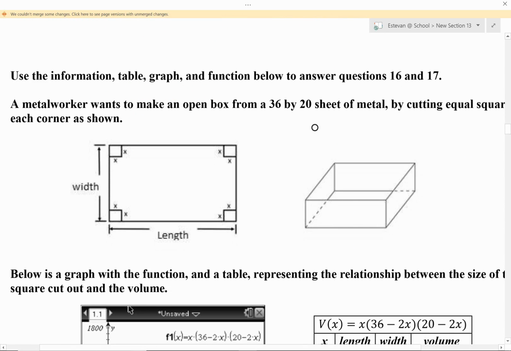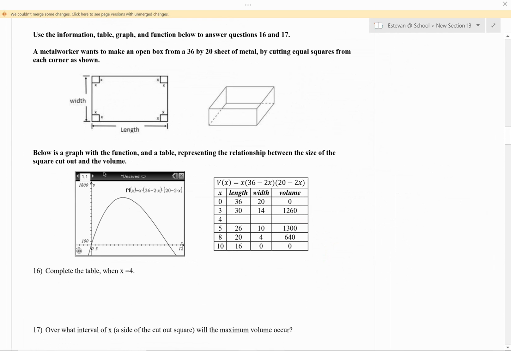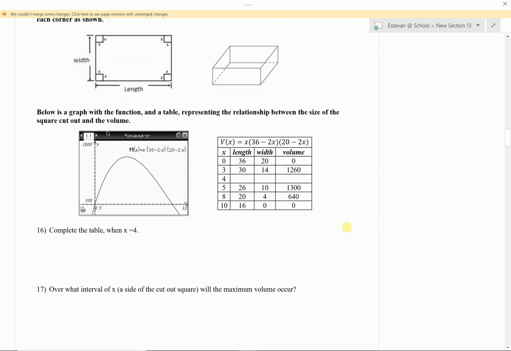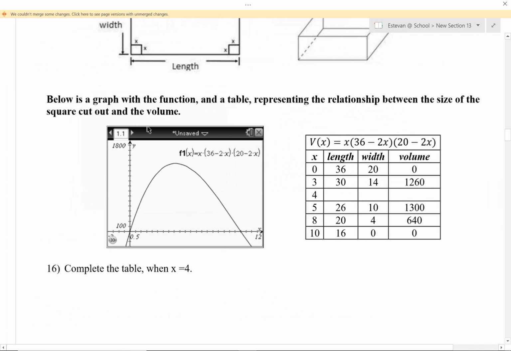Next problem, the box method. Box problem. All right, for this type of box problem, usually we have to find the equation, but in this problem, they give it to us. They give us the equation. So 16, complete the table when x equals 4. All we have to do is just plug in 4. X represents your height. 36 minus 2x represents your length. And 20 minus 2x represents your width.